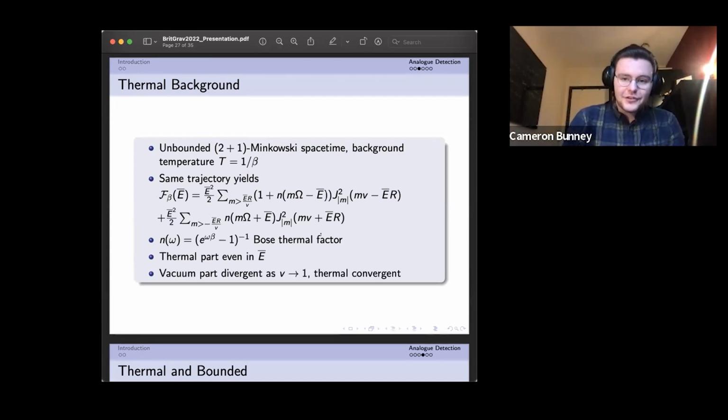And an interesting limit would be a Machian limit, i.e. tending towards the speed of sound in our medium. And if we do this, we find that the vacuum contribution, the first term in F, where our Bessel function J is multiplied by 1, not by the Bose factor, is actually divergent, whereas the thermal part is convergent. This tells us that if we would consider a detector scheme near to the speed of sound in our analog system, it is the vacuum part that would be our leading contribution, and the thermal part would be negligible, depending how close to the speed of sound we're going.